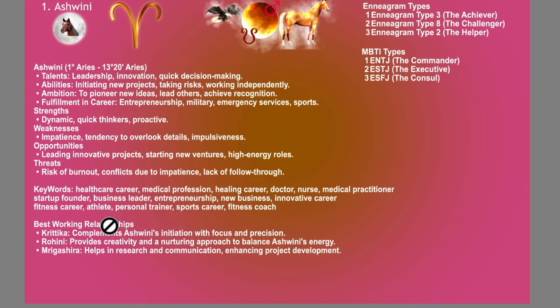Then the best working relationships it has with other nakshatras, for example, this one has with Krittika, Rohini and Mrigashira. And then we are going to bring in the Enneagram model types, 3 of them, which closely match the Ashwini themes we have discussed here. And later on, we'll also bring in the MBTI, again 3 types, which closely match with Ashwini.